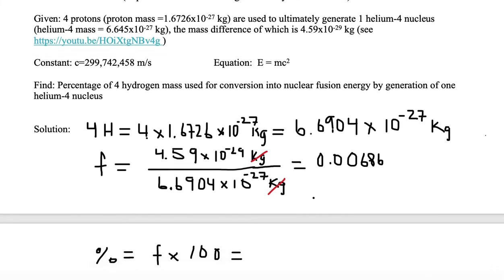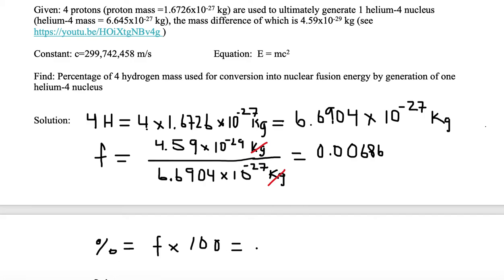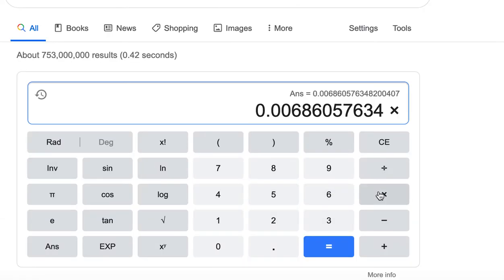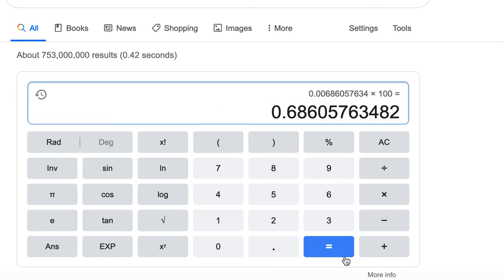That's the fraction. Now we want to find out the percent. Well, the percent is just the fraction times 100. So you take 0.00686 and multiply that by 100. Well, we can just eliminate 2 of the zeros and we'll end up with 0.686. If you want to check it, you go back to your calculator and multiply by 100, and you get 0.686.